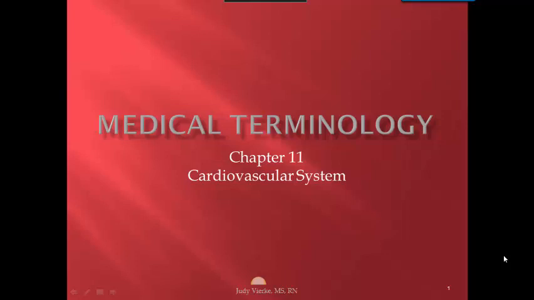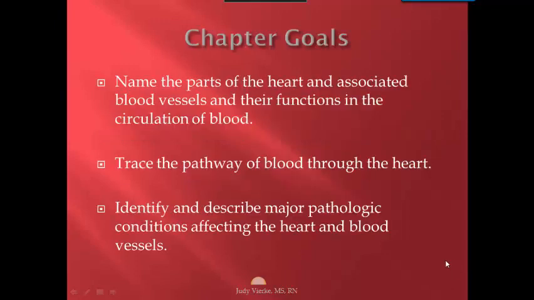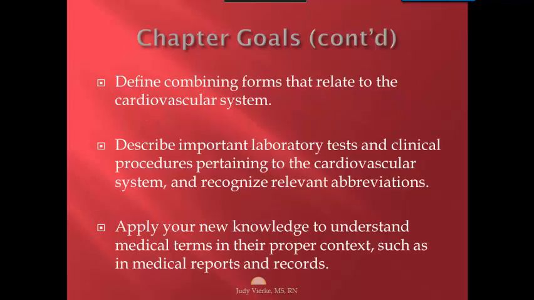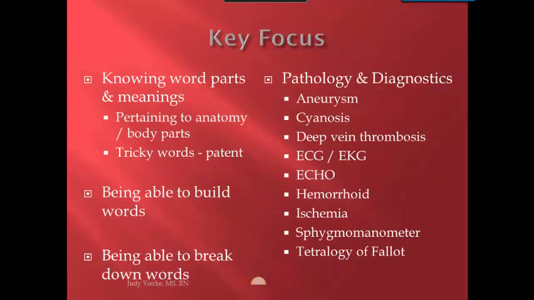So Chapter 11, the Cardiovascular System, Part 2. We've already looked at the anatomy and the pathway of blood through the heart. We are now going to describe some of the pathologic conditions, as well as continue to expand our vocabulary with our combining forms, look at some laboratory tests and clinical procedures, and hopefully you'll be able to apply this knowledge to other contexts.